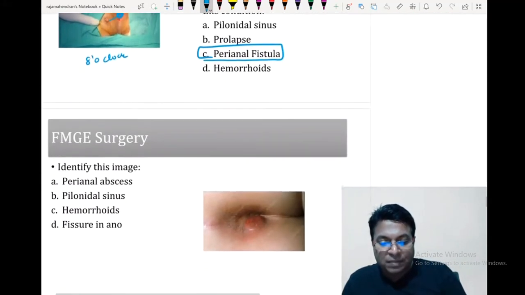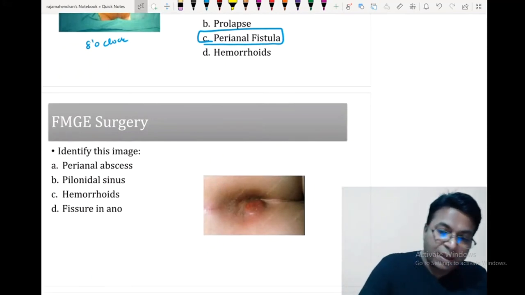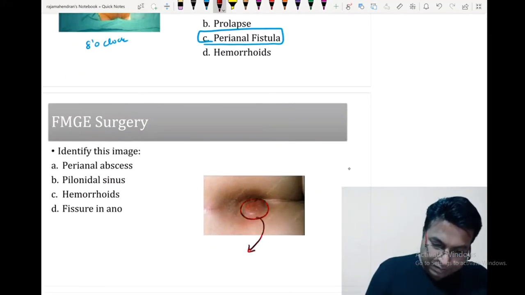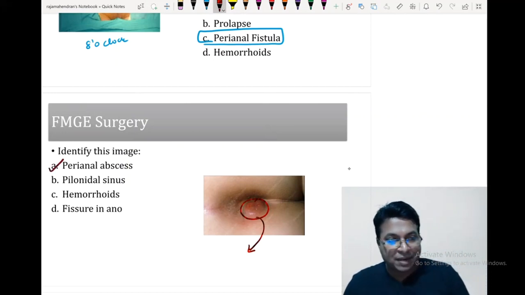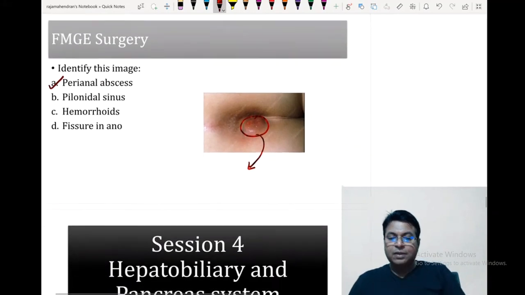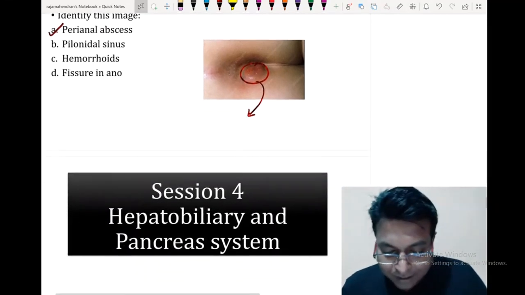Okay, these bottom images have been asked. 2 questions came last year. So this is a picture showing you a perianal abscess. There is a perianal abscess shown in this image.